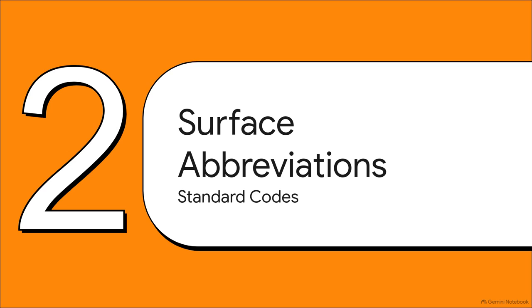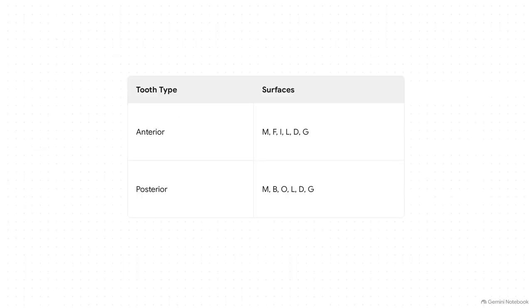Moving on to Section 2, Standard Surface Abbreviations. Now that we have the clinical definitions down, we need to transition into the actual single-letter codes that you'll see written in the provider's charts. What's really cool here is how visually clear the distinction becomes between the front and back of the mouth. If you look at the breakdown, anterior teeth use M for mesial, F for facial or labial, I for incisal, L for lingual, D for distal, and G for gingival, which refers to the gum line.